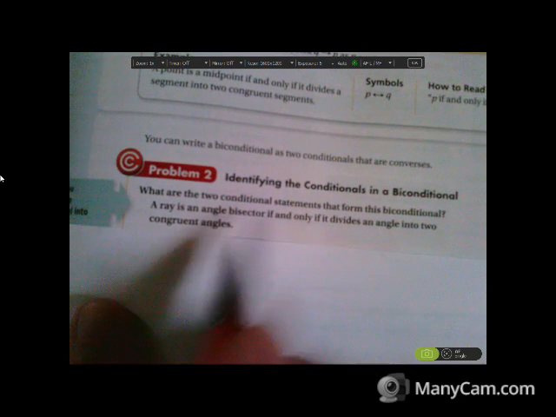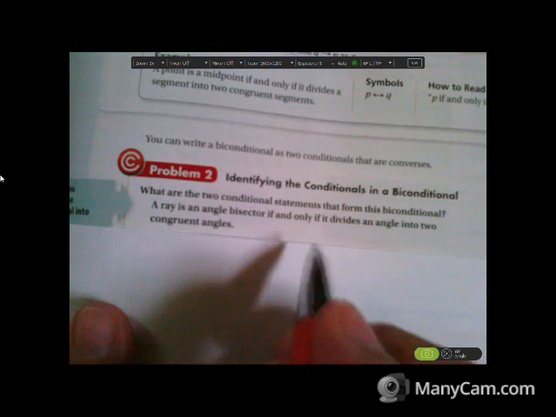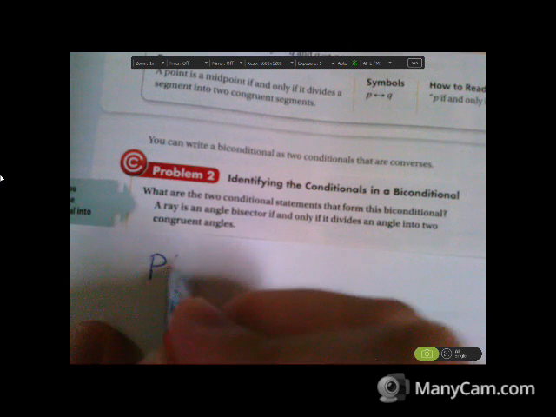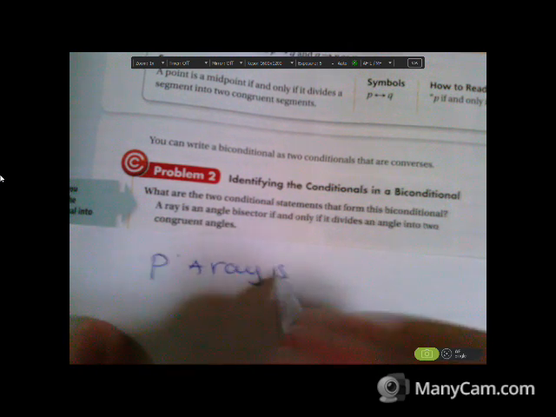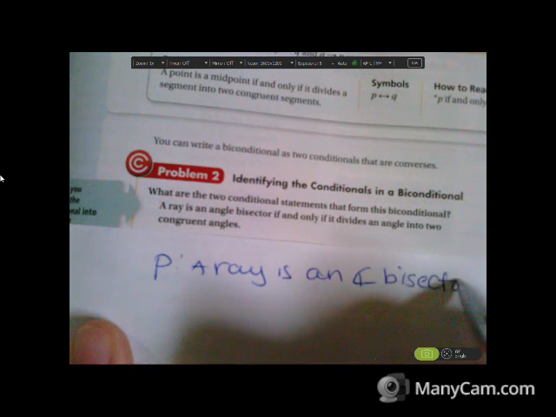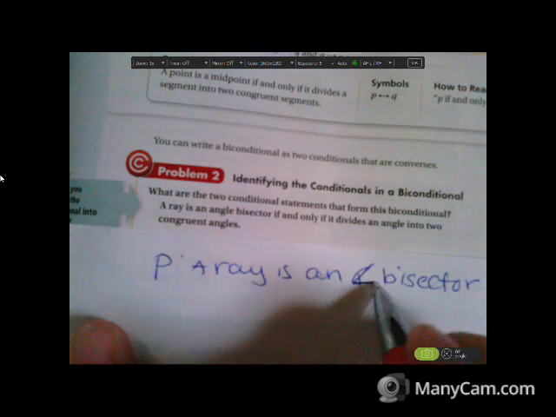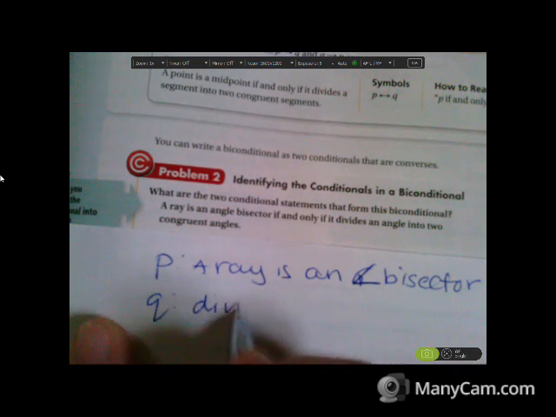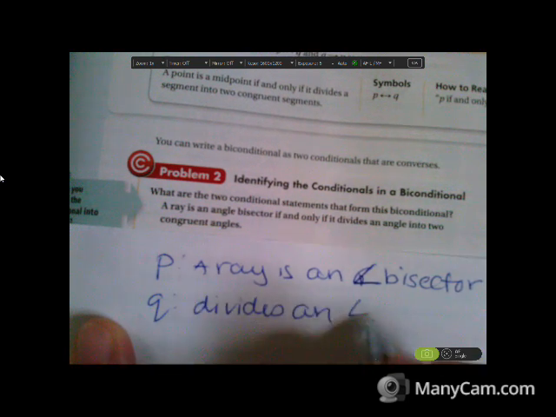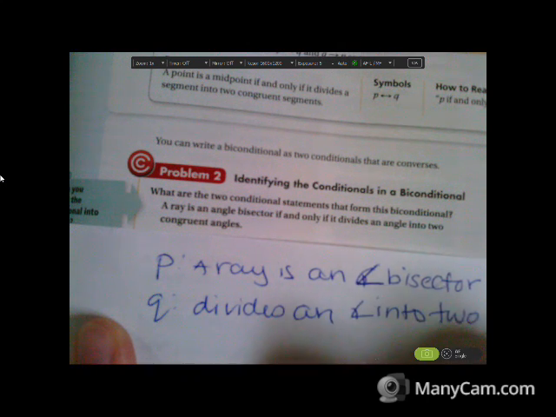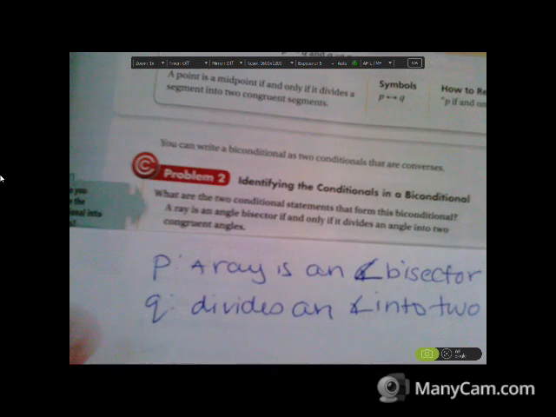So first let's look at our P. A ray is an angle bisector. So that's our P. This is my abbreviation, the symbol for angle. Our Q is going to be divides an angle into two congruent angles. This is the symbol for congruent.